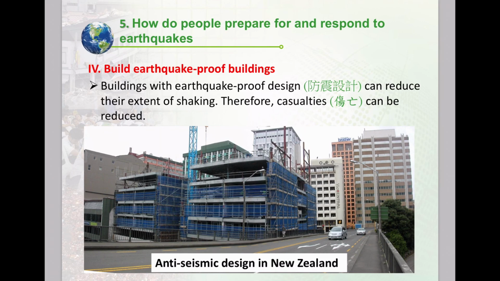Number 4, build earthquake-proof buildings. Buildings with earthquake-proof design, okay, this is a very important word, earthquake-proof design, can reduce, that means 減少, can reduce the extent of shaking, 震動. Therefore, casualties can be reduced. So, for the people who are working or living in this kind of buildings, which has earthquake-proof design, in case there's an earthquake, they may not get hurt or may not get hurt seriously, because this kind of buildings can reduce the extent of shaking.